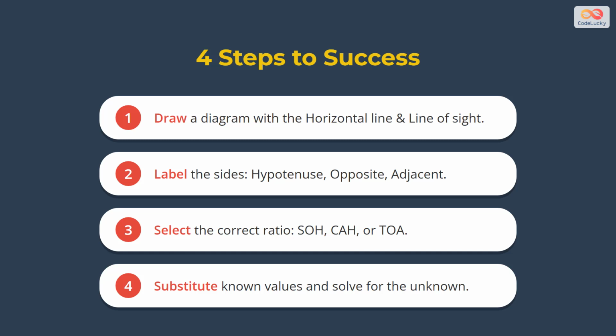To solve any problem like this, follow these 4 steps. 1. Always draw a diagram with the horizontal line. 2. Label your sides as hypotenuse, opposite, and adjacent. 3. Select the correct ratio using SOH CAH TOA. And 4. Substitute your numbers and calculate the answer.